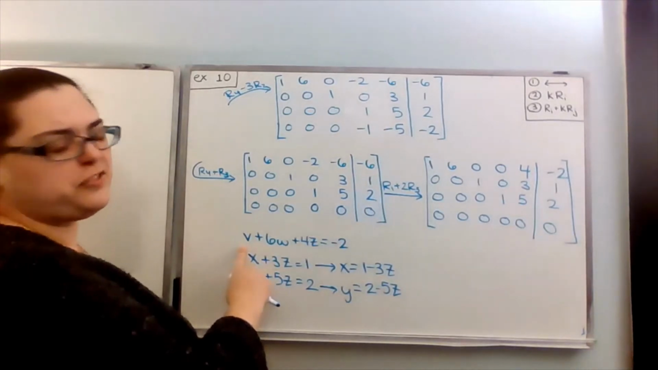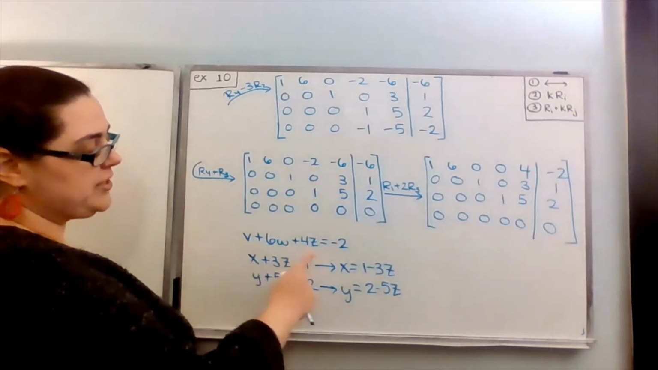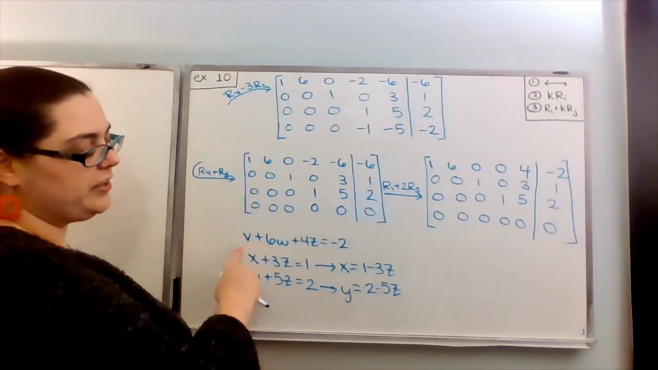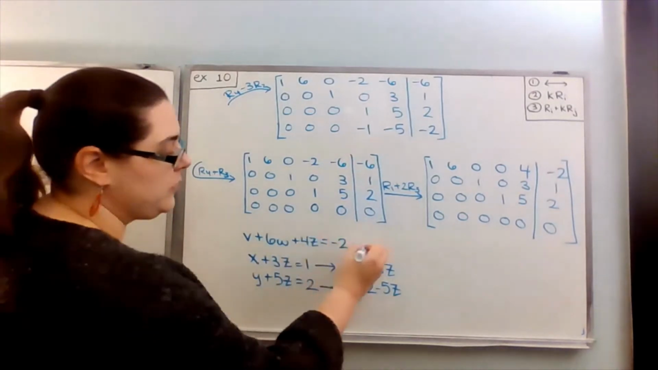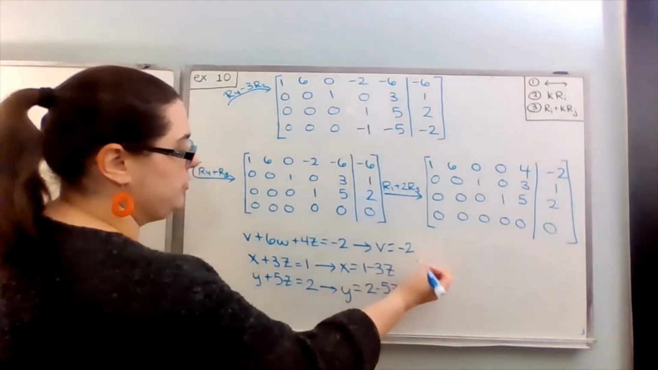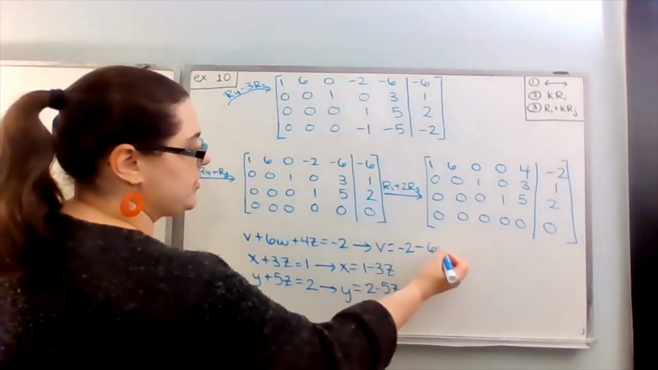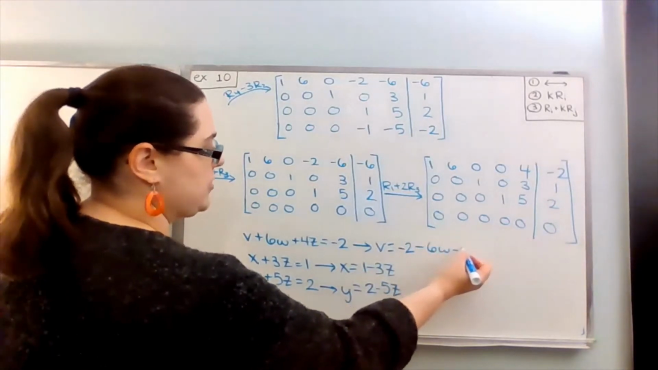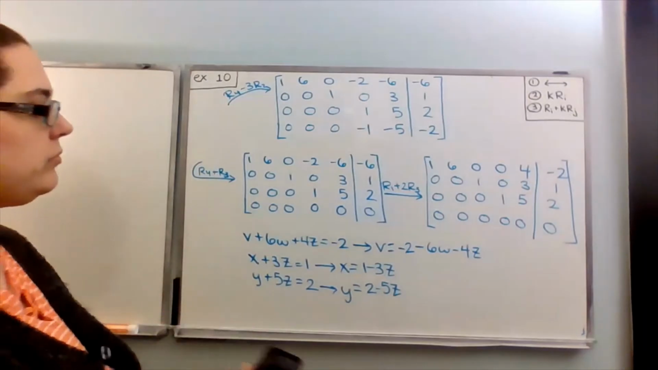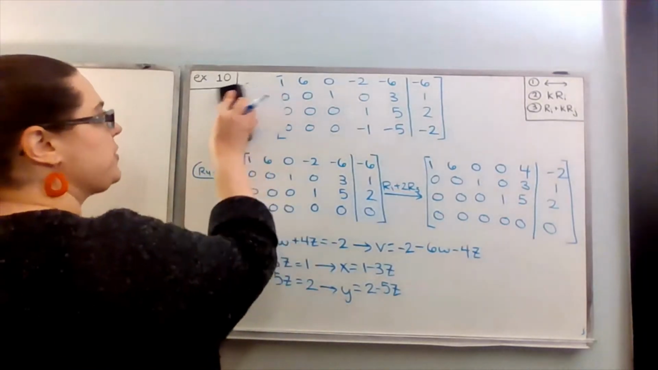It's a lot easier to solve for v. So I'm going to treat z as a parameter and w as a parameter and solve for v in terms of those two. So I get v is -2 minus 6w minus 4z. I'm going to make a little bit more space over here.